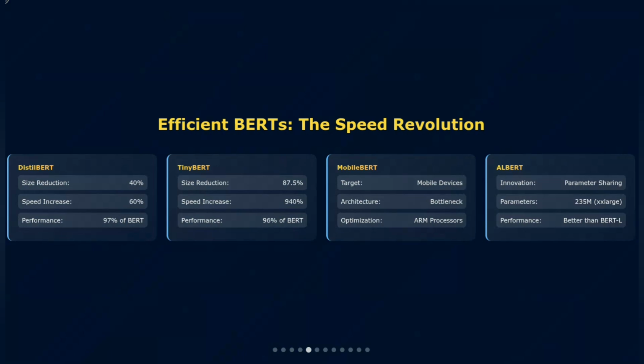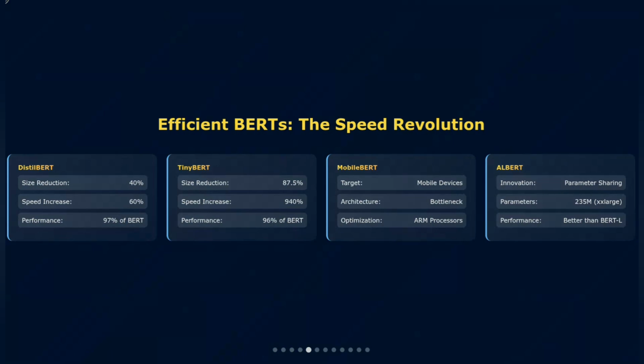MobileBERT specifically targets mobile deployment with its inverted bottleneck structure, inspired by MobileNets. Instead of the standard transformer architecture, MobileBERT uses bottleneck layers that compress information through lower dimensional representations. This architecture is 4.3x smaller and 5.5x faster than BERT Base, while achieving competitive accuracy. It's optimized for ARM processors and can run efficiently on smartphones.